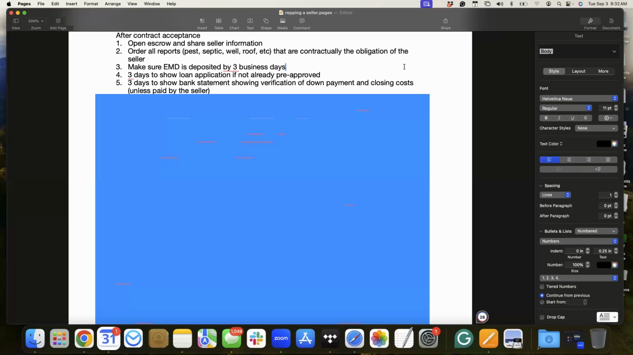Okay, but how do you enforce it? I mean, how do you make them do it? It's part of the contract. They're contractually obligated to send it in within 3 days. So what can you deliver to them?